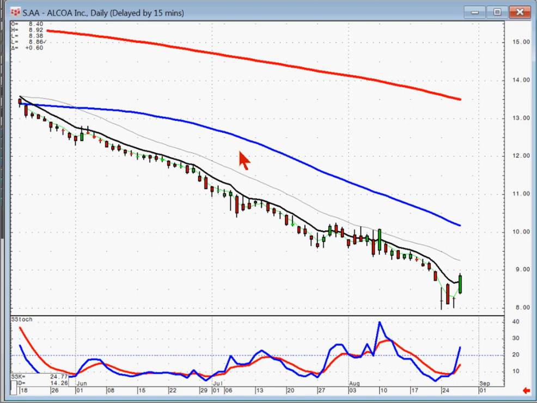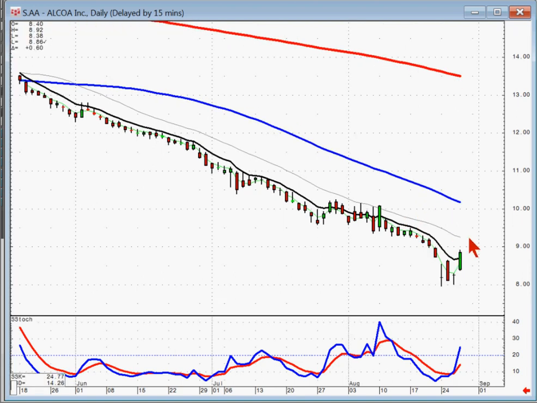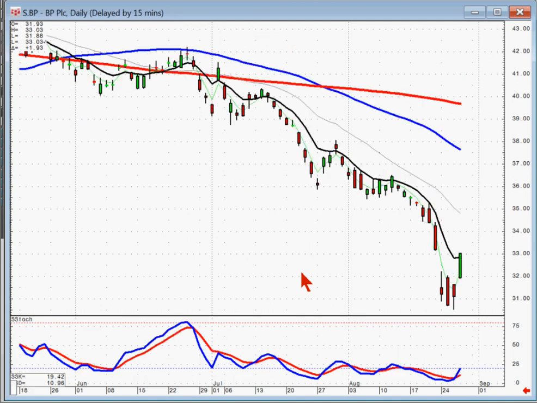Alcoa finally has done a little Doji gap up. So if you're buying this one, it needs to stay above the T-line at this point. BP could be, yes. If it's an ADS, it trades over there.